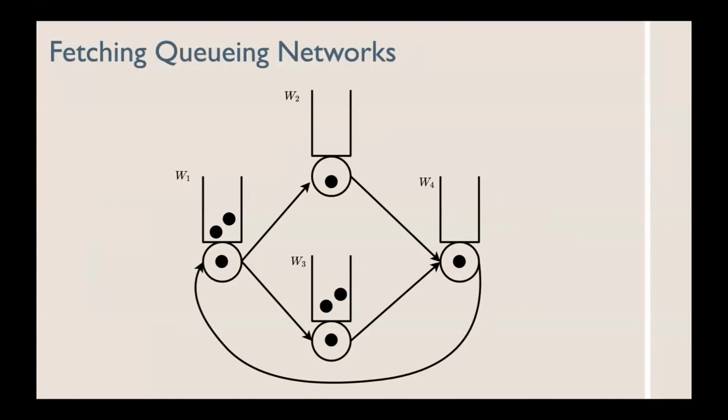Fetching queues are quite different. To underline this difference, we draw the buffers vertically instead of horizontally, and we will call them warehouses instead of queues. In this case, the routing is state dependent, and every queue has a set of providers. We will call, for example, this one a provider for this queue because the probability of going from here to here is greater than 0.